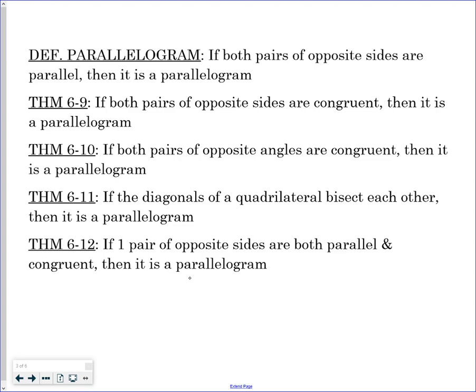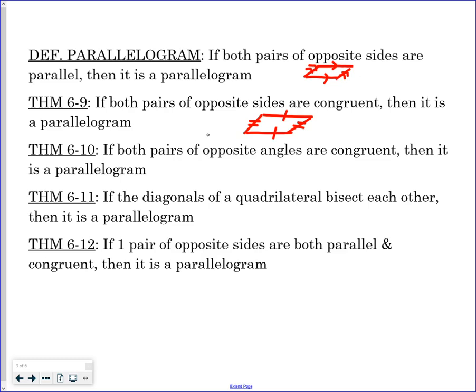So it wouldn't hurt to draw a picture next to each of these, even though I think you guys get it. Both pairs of opposite sides parallel, so what that looks like, remember the arrows? So like that means those two sides are parallel, and then I would need like two arrows on the other two sides. Does that make sense? So the top and bottom are parallel, left and right are parallel. That's enough to say that it's a parallelogram. Okay? On this one, if both pairs of opposite sides are congruent, so this to this and this to this, that's enough to say it's a parallelogram. You don't have to have like all these together.